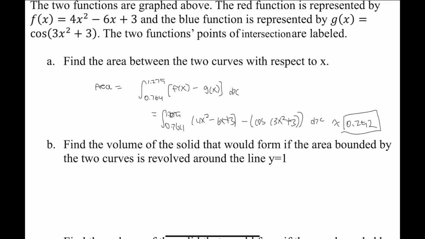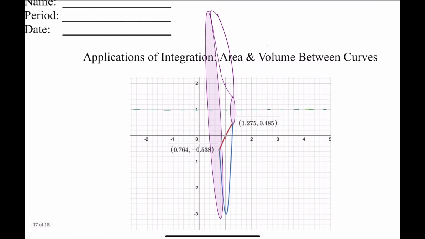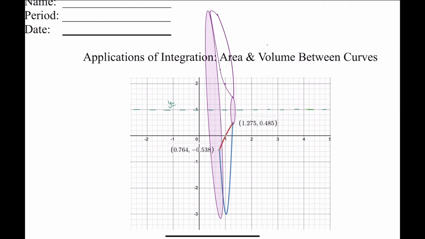Okay, so for part B, it says find the volume of the solid that would form if the area bounded by the two curves is revolved around the line y equals 1. So because this is pretty complicated, I drew a graph for you. So we have the line y equals 1 right here, right?